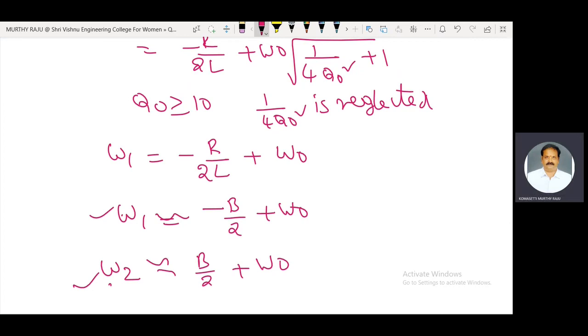With this, all derivations are completed for the series resonance circuit, in the part 1 and part 2 videos.